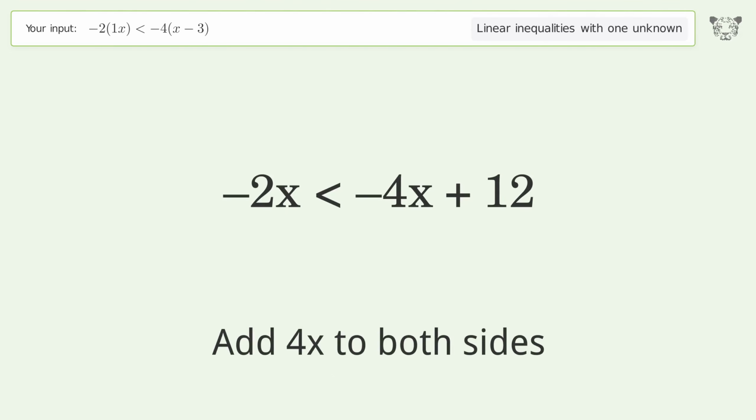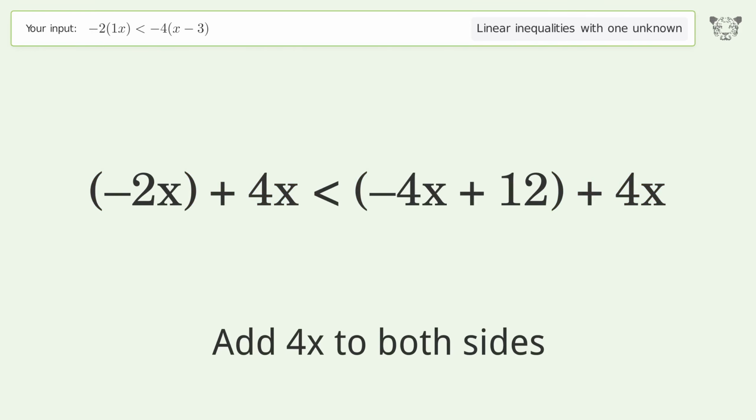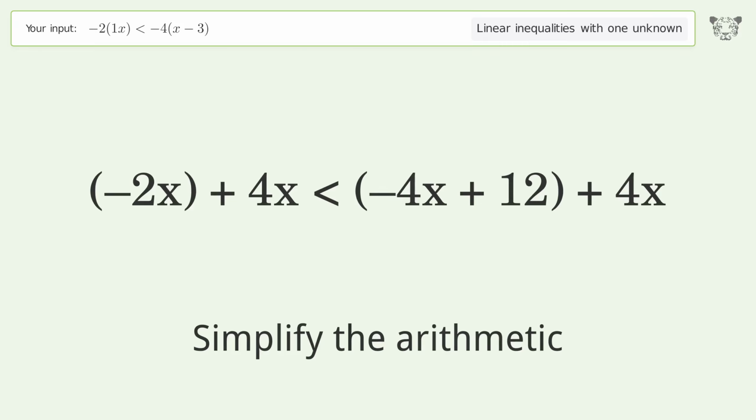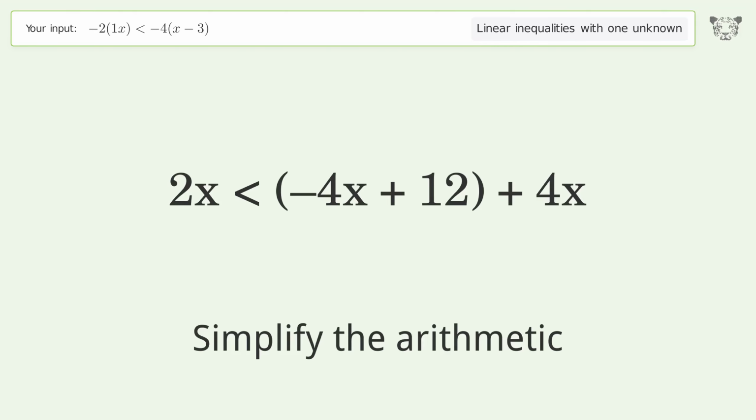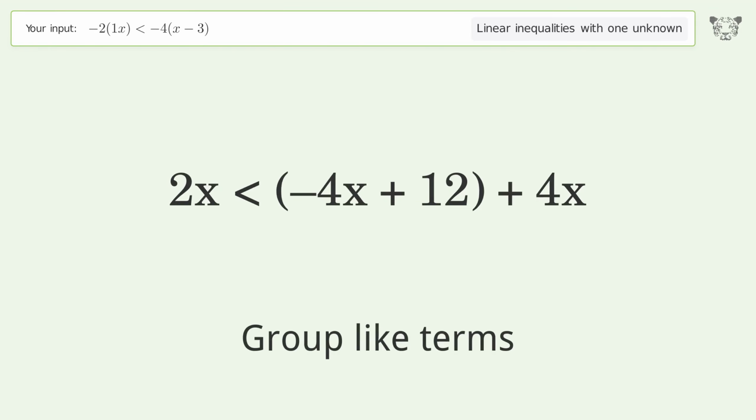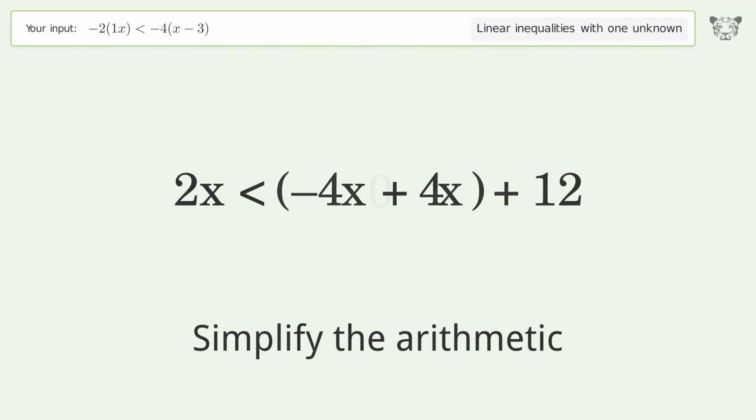Add 4x to both sides. Simplify the arithmetic. Group like terms. Simplify the arithmetic.